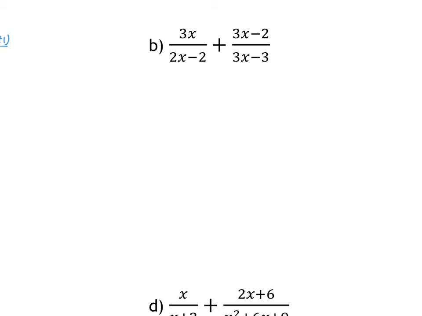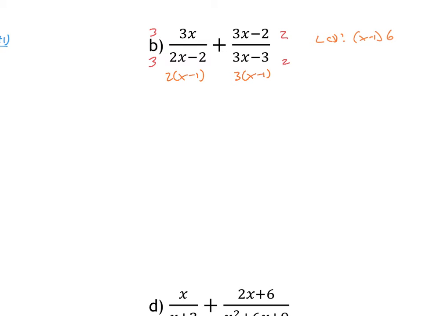All right, let's take a look at b over here. So I'm going to factor the bottom, anything I can. So 2 times x minus 1, GCF, and 3 times x minus 1. So they both have an x minus 1. Now 2 and 3, 3 times 2 is 6, so 6 is going to have to be the number I want. So this one I just need to multiply by 3 over 3 to get that 6. This one just needs to be 2 over 2.